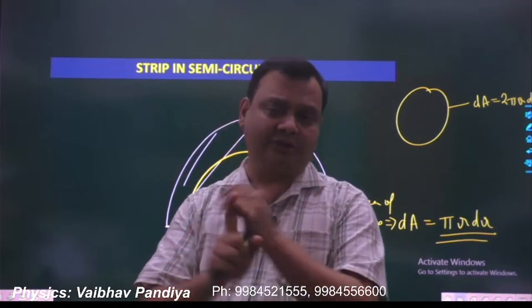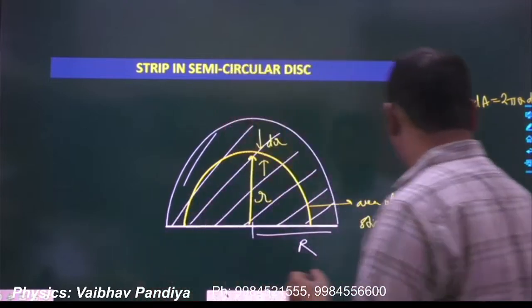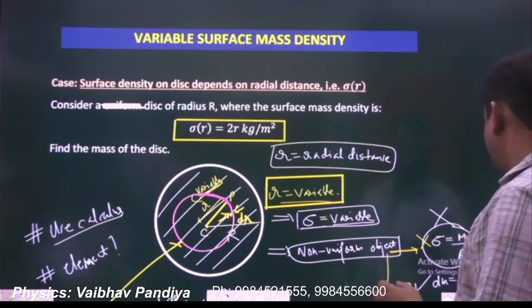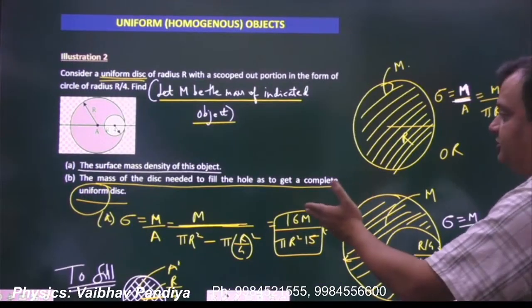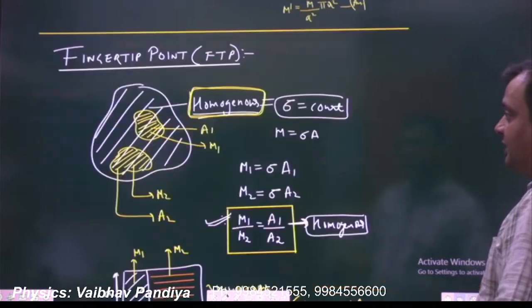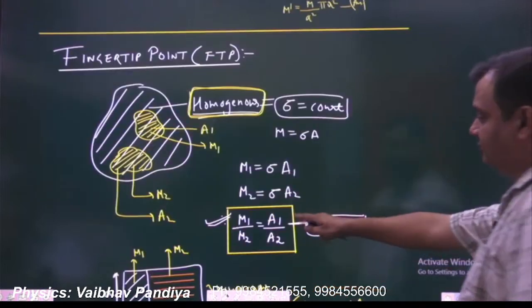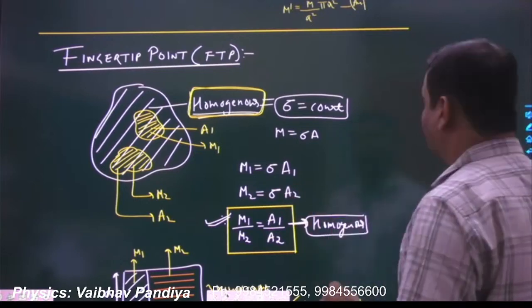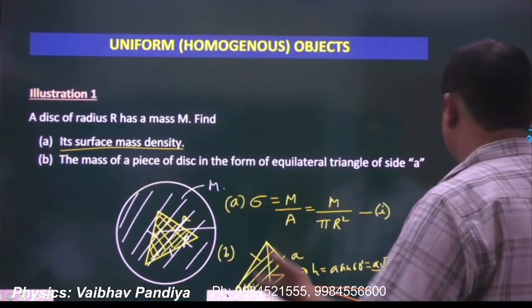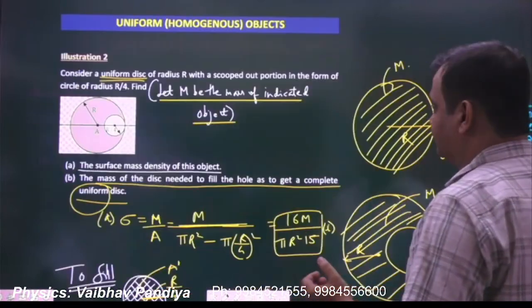Okay. So this is the first lecture of surface mass density, where you have learned what is the value of sigma, what is the significance of sigma, how sigma is defined for a homogeneous object, how the masses are divided in the ratio of the areas in case of a homogeneous object. Correct. And then we have seen fingertip points. The ratios of masses will be the same as the ratios of areas for MCQ as far as the object is homogeneous. Then we have seen some detailed working for a homogeneous object.